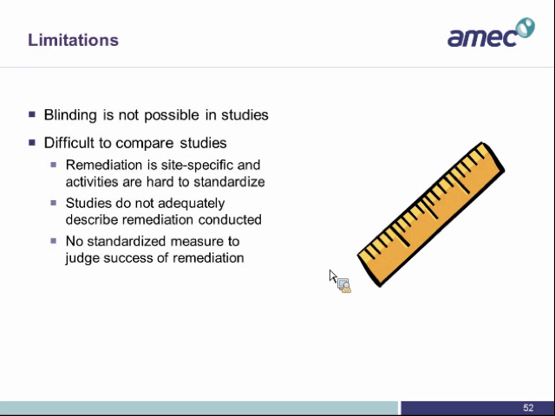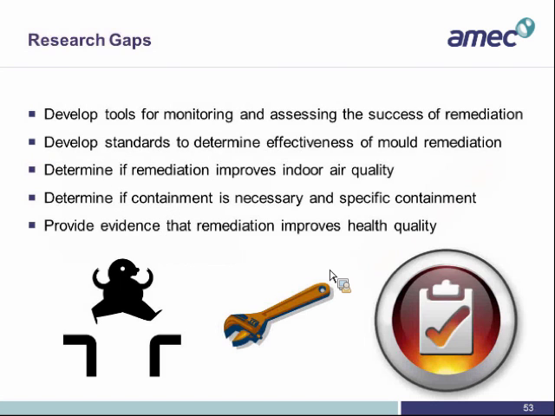There are limitations with looking at all of these remediation studies and their effectiveness because blinding is not possible. You can't pretend you've just remediated a building. People know, so it's difficult to do that. It's difficult to compare the studies because they're very specific. The remediation is very specific to that building, and can it be generalized and compared to other studies? It's difficult. And a lot of times those studies didn't actually talk about how they did the remediation. They just said, oh, we remediated, and then there was a health improvement, but there's no specifics as to what they did. And there's really no standardized measure to judge the success of remediation, so that's missing.